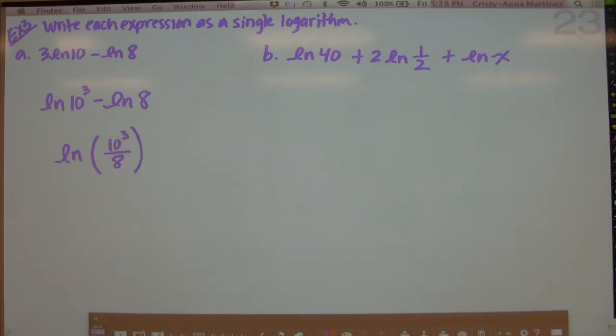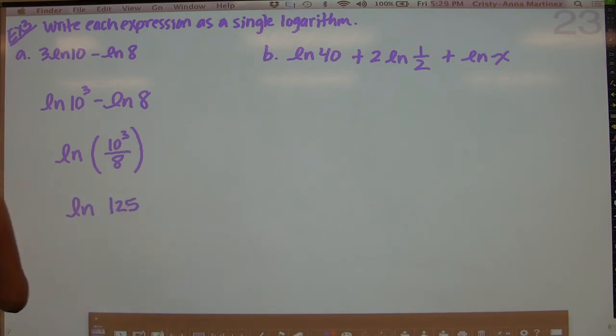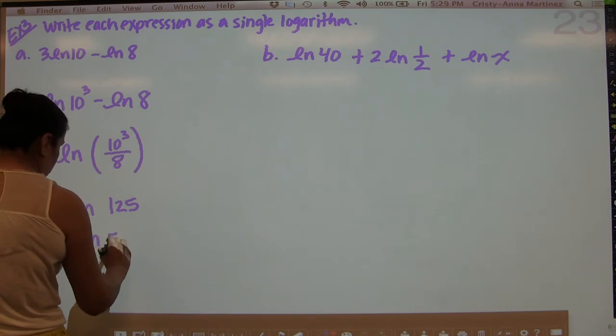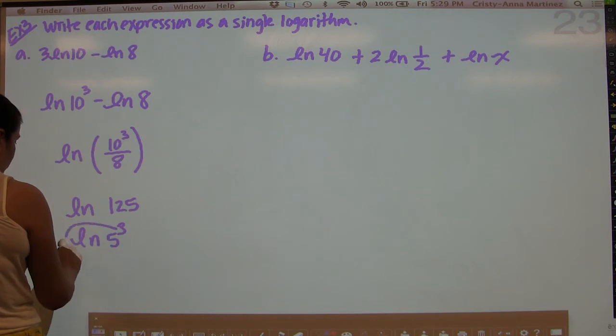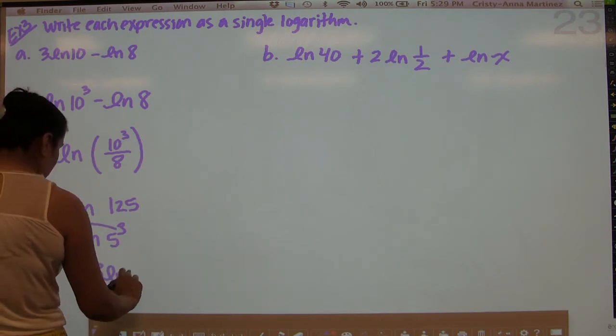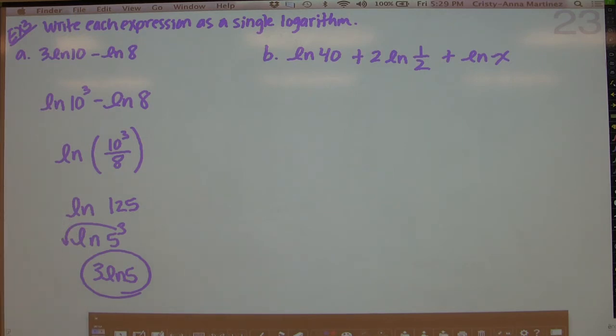And then we know that 10 to the third power is 1,000, divided by 8 actually ends up being 125. So 125 could be written as 5 to the third power. And the 3 can come out in front, and the final answer could be 3 ln 5. 3 ln 5 would be our final answer there.